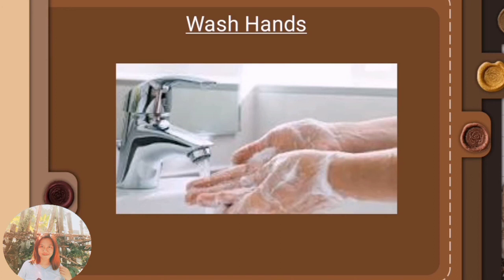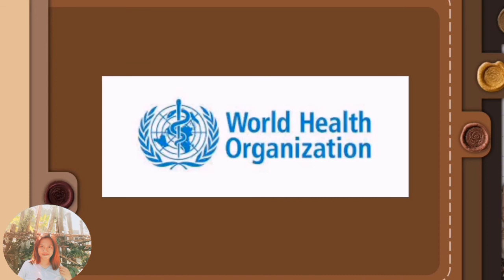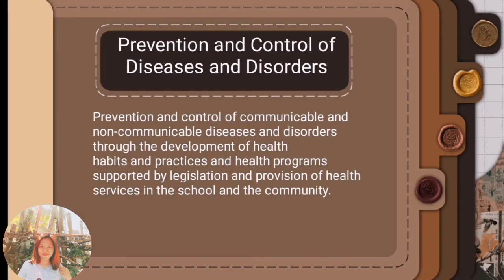It has been documented by the World Health Organization that health is a state or quality of total physical, mental, and social well-being. Prevention and control is a very important health concern because it affects the quality of people's lives.